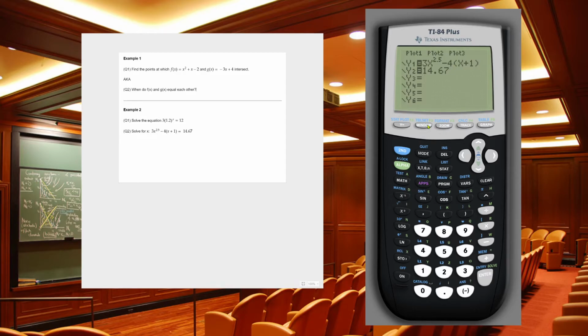Set the window. Again, we know we want to include 14.67 this time, so we might bump this up to 18. And obviously adjust for whatever you need to do. We could even move the y min up because we know we don't really care about values down there right now. And then head to the graph and see what we get.